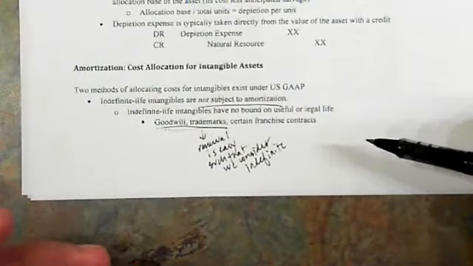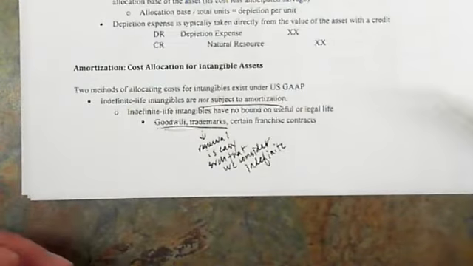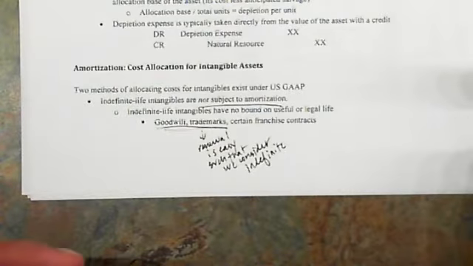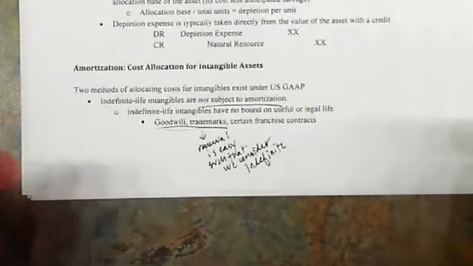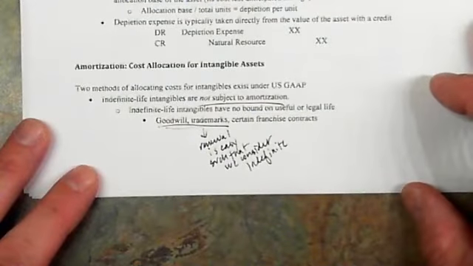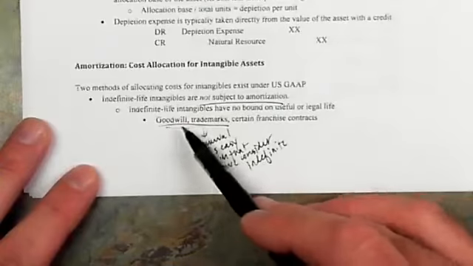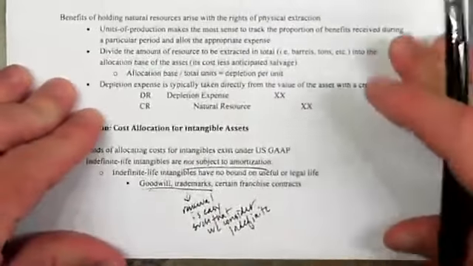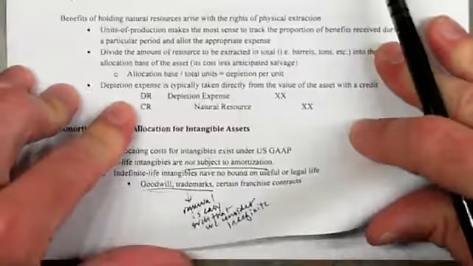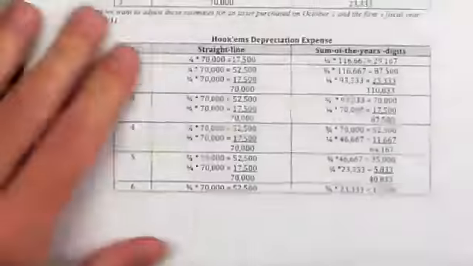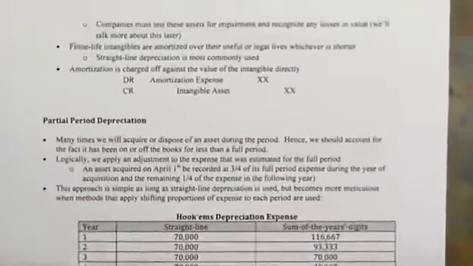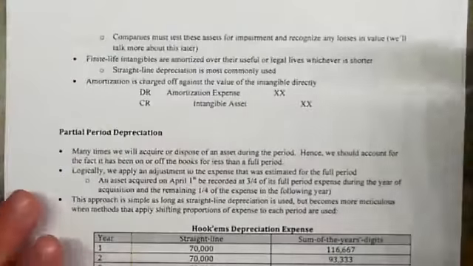So, when Under Armour releases a new line of shirts that use the logo of the NBA or something like that, then that would be a franchise contract that may be considered indefinite. Anyway, these two are the more common ones, though, goodwill and trademarks. We do not apply amortization. We apply what we call impairment, and we'll talk about that a little bit later.